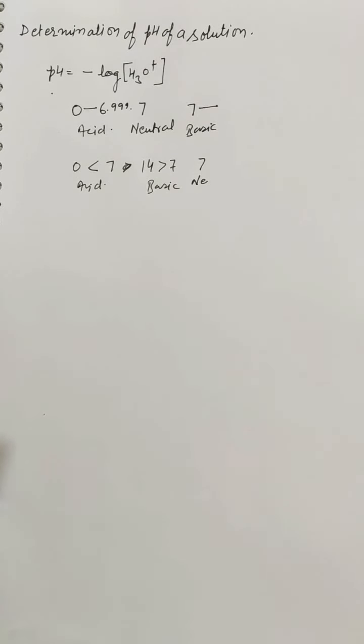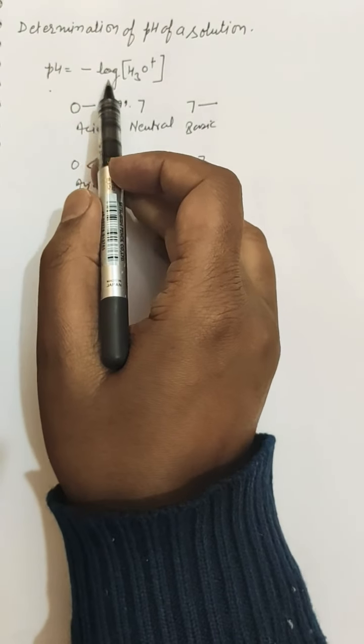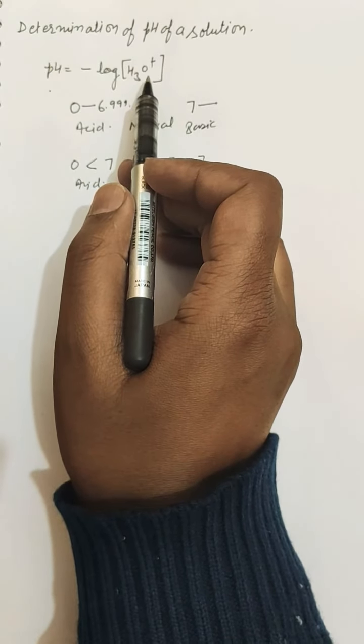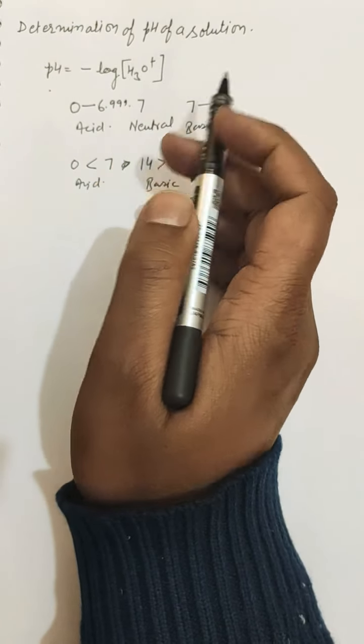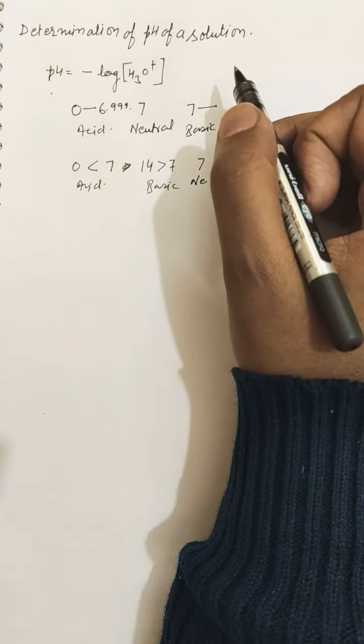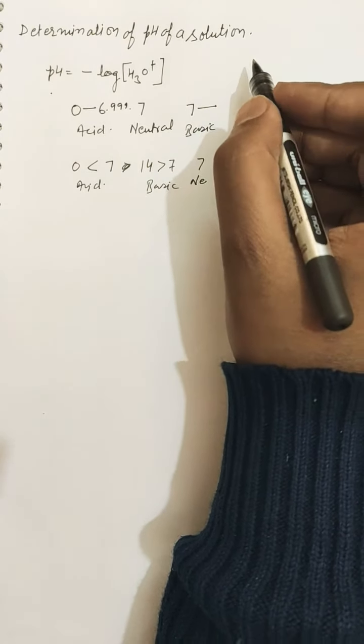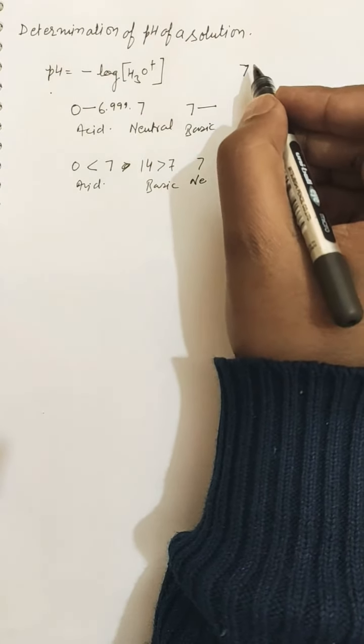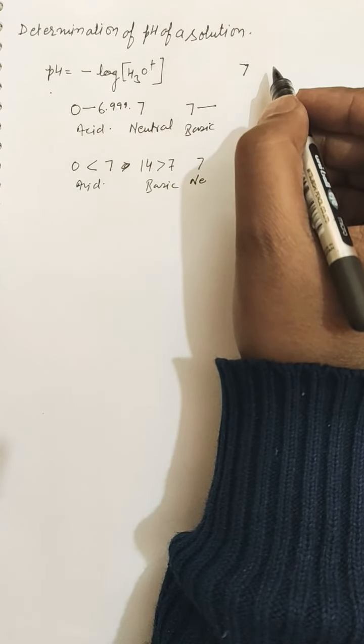So next is the determination of the pH of a solution. You have heard this word pH so many times, and what is pH? It is the negative log of hydronium ion concentration, and the range of pH for an aqueous solution varies from 0 to 14. From 0 to 7 it's an acidic solution, at exactly 7 it's a neutral solution, and from 7 to 14 it's a basic solution.